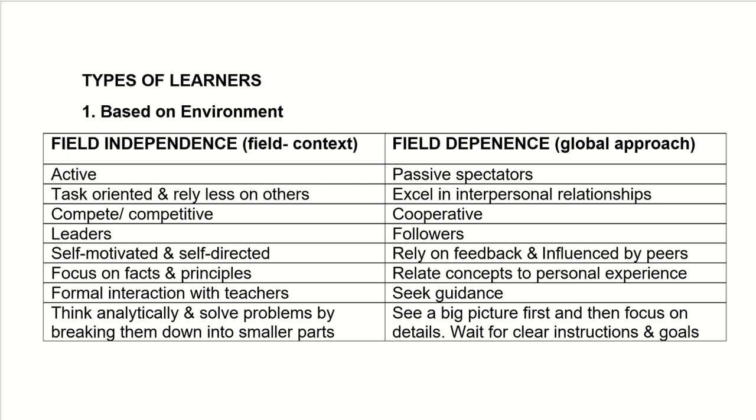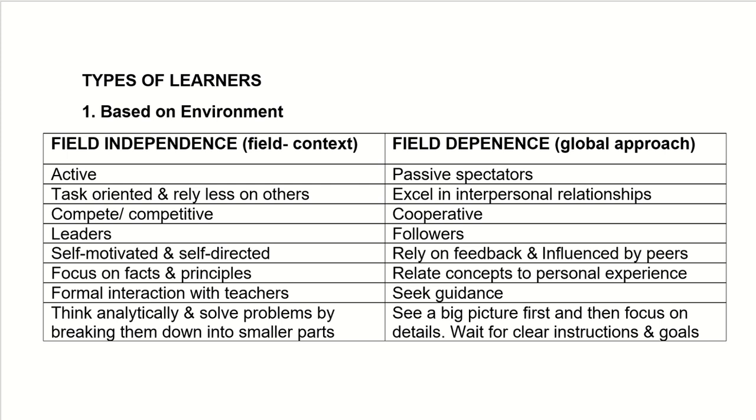Now, they relate concepts to personal experiences, and they seek guidance. They see the big picture first and then focus on the details. They wait for clear instructions and goals. So it's very self explanatory, very simple. You've been given a good distinction between the two, and it's easier to remember these small details about the types of learners based on environment. Environment is all about fields, and hence we have to remember that there are two types of fields: field independent and field dependent learners.